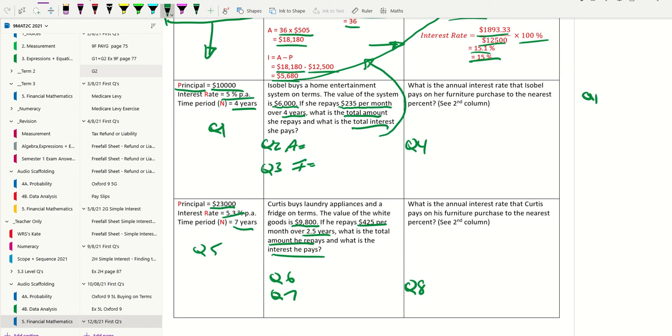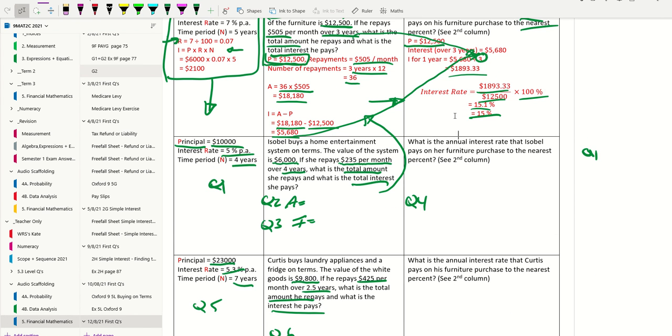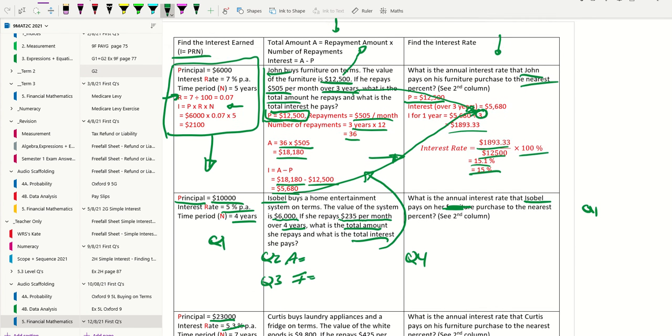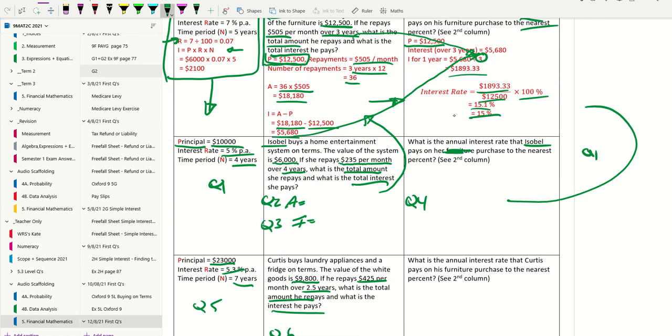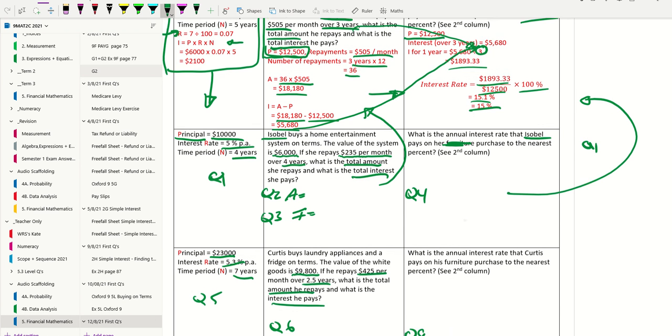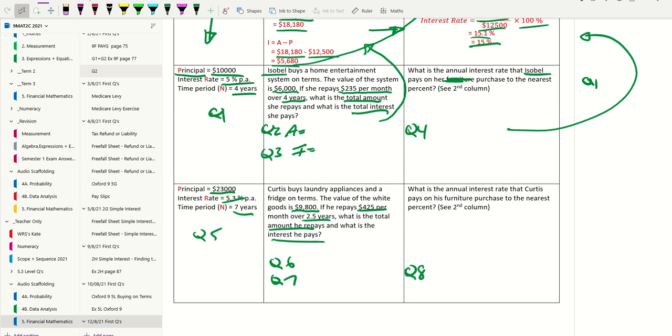Now, looking at this next question, it's asking the same thing. What is the annual interest rate that Isabel pays on her, sorry, I have to change that. That's her home entertainment system purchased to the nearest percent. You are doing the same working out as I've done up here to give you your answers. And finally, once again, I need to change that, which I will. What is the annual interest rate that Curtis pays on his white goods purchase to the nearest percent?